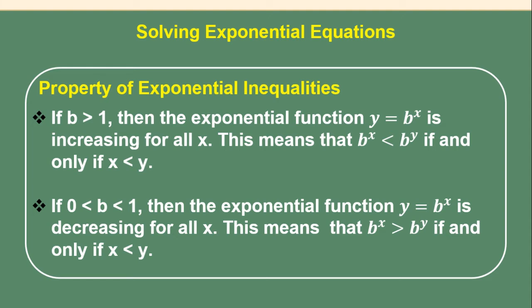While if b is greater than 0 but less than 1, then the exponential function y is equal to b raised to x is decreasing for all x. This means that b raised to x is greater than b raised to y if and only if x is less than y. Okay, so in short, if the base is greater than 0 but less than 1, then we are going to reverse the inequality symbol.